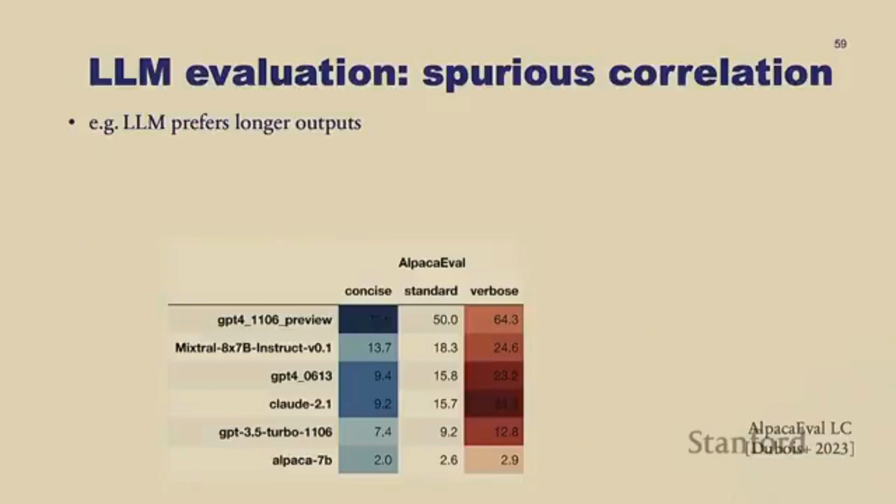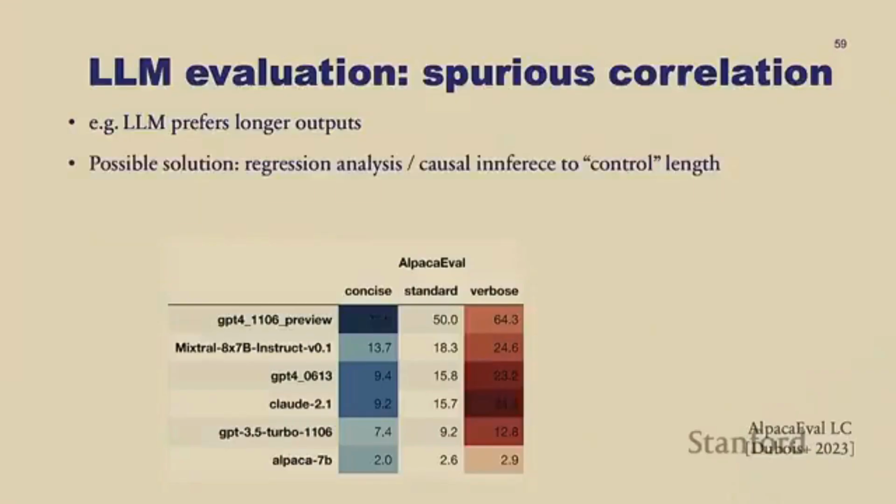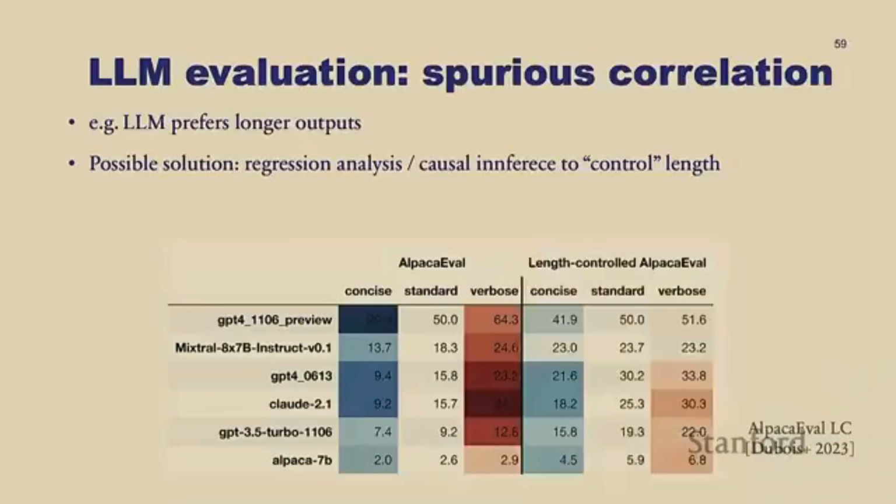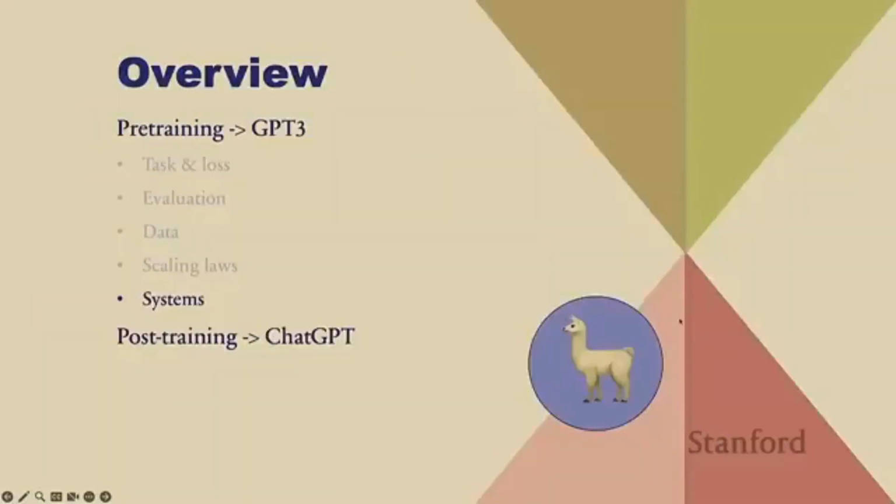That's very annoying. So one possible solution, which is what we did, is to use some regression analysis. I'm not going to go into details, but basically use causal inference tools to control for length. And right now, length matters much less. So if you ask it to be verbose, you still get some gains, but much less. Great. So that's all about post-training. And now for the next 8 minutes, I might talk about systems or just answer questions.